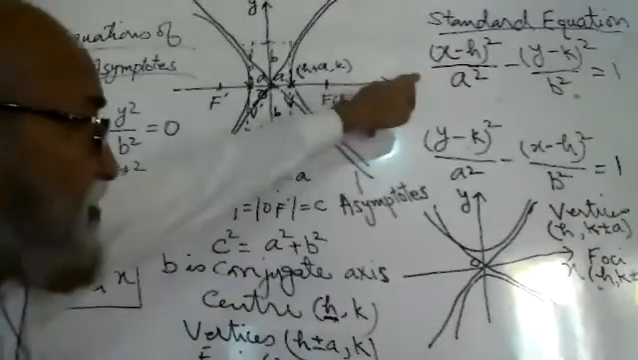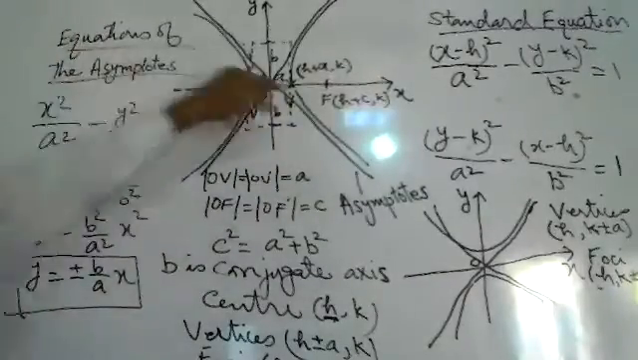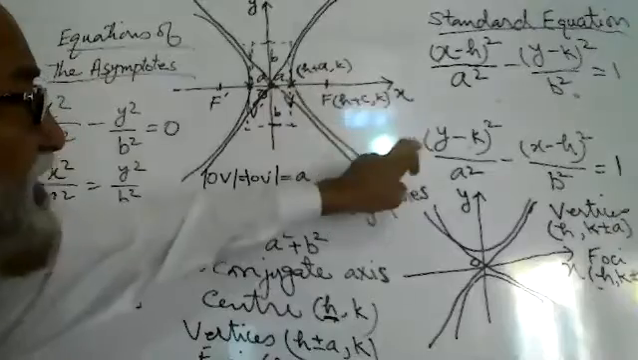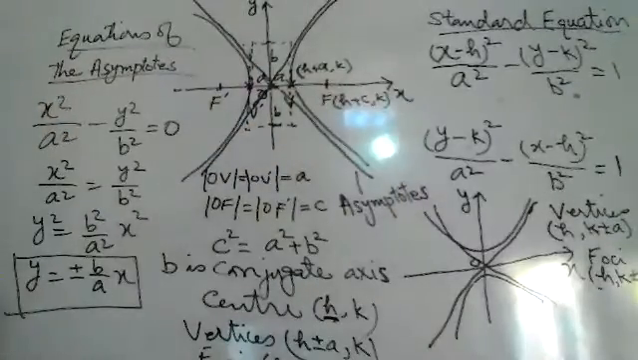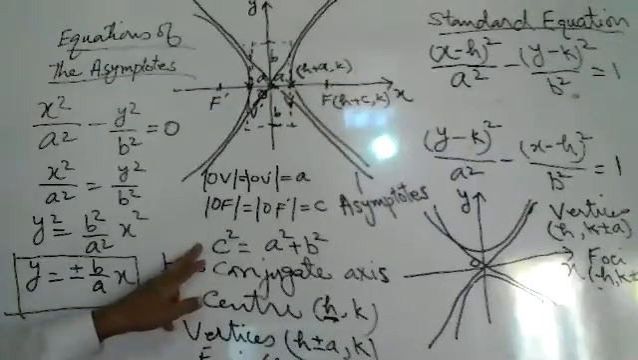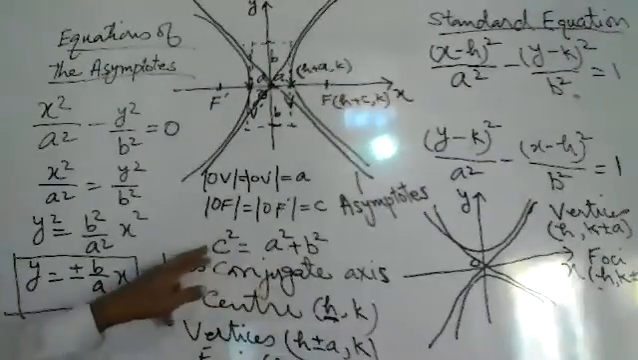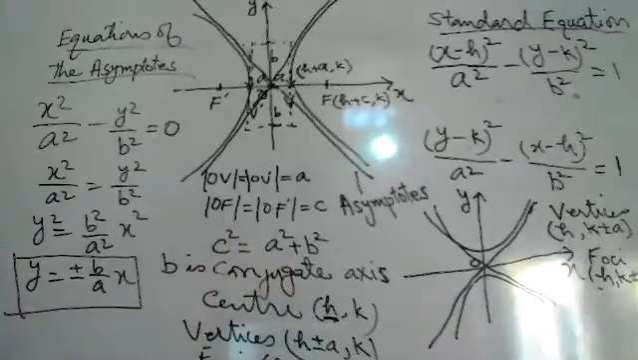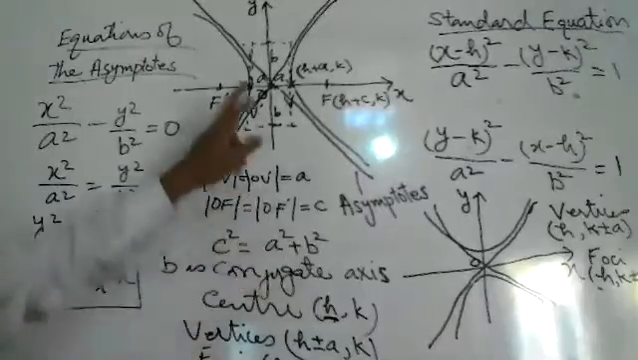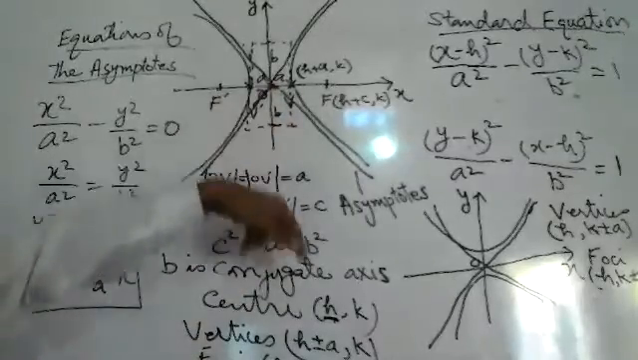If x square is positive, the transverse axis is along the x axis. If y square is positive, the transverse axis is along the y axis. And then we'll find C. The relation between C and A will be C square is equal to A square plus B square. We will find the value of C. Because for the center, it is the midpoint of the vertices.